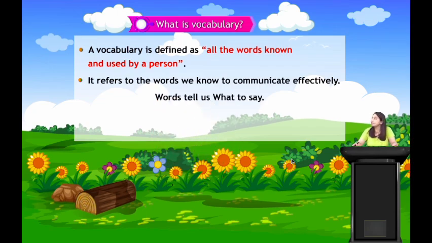Words tell us what to say. Whatever the words are, we call it vocabulary. They tell us what to say, and with that, grammar tells us how to say. Just focus on these two lines. Words, only words, with no grammar, tell us what to say. But when we connect grammar with it, it tells us how to say anything to anyone while we are communicating. Clear? All right.